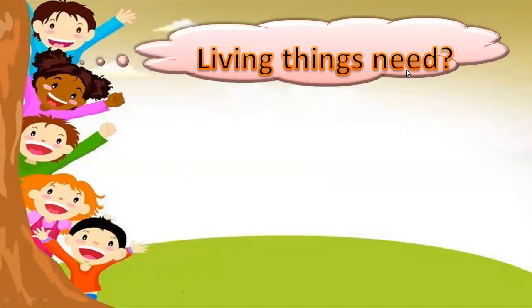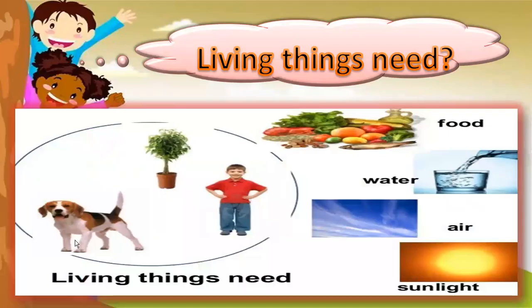Living things need animals, plants, human need food, water, air, sunlight. Living things need food, water, air, sunlight.